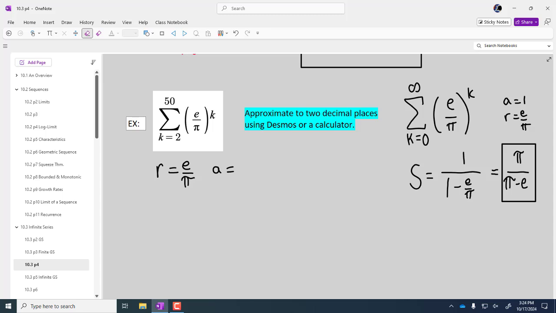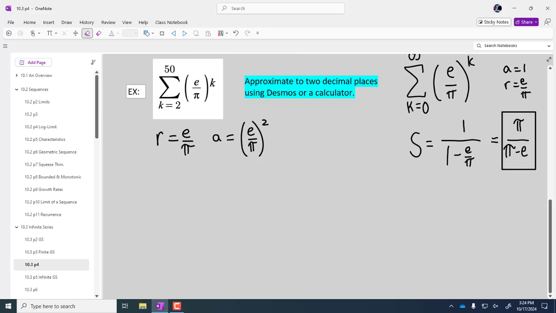So over here, what about a in this finite series? E over pi squared, yep. So e divided by pi, quantity squared. So that's a. So how many terms are we adding together?